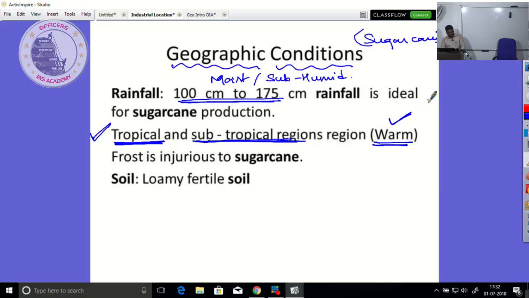And very importantly, frost is injurious to sugarcane. If that is the case, sugarcane generally does not grow in places with extreme winters. And finally, when I talk about soil, you need a loamy or fertile soil.